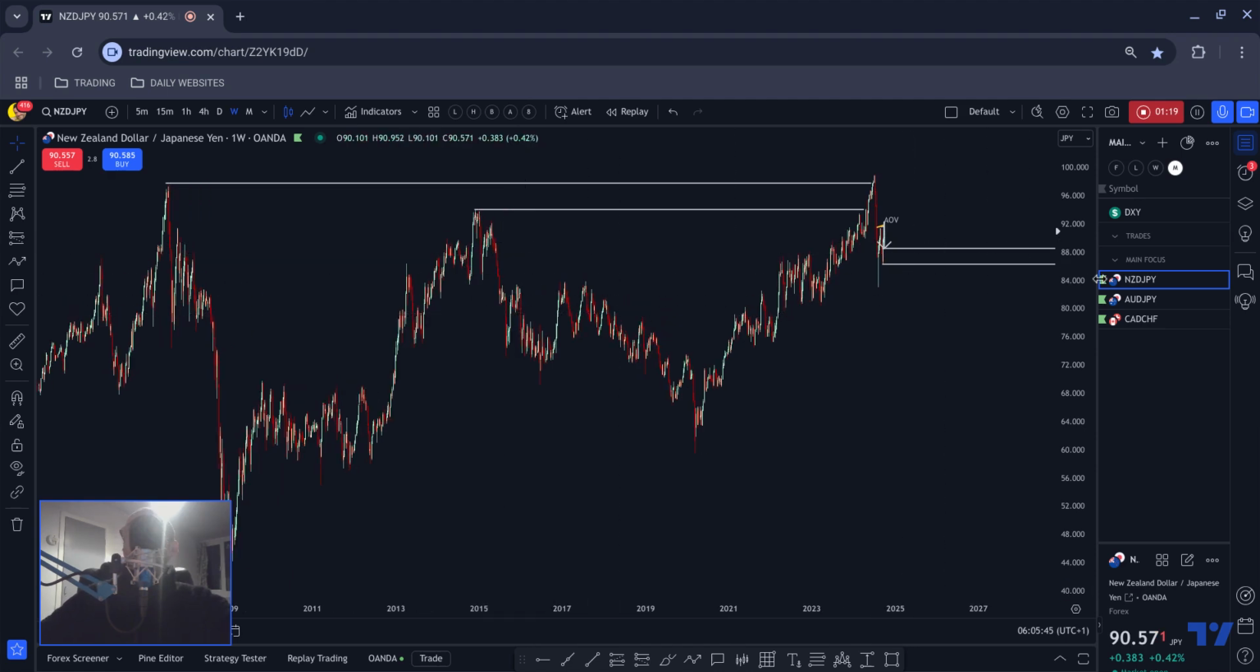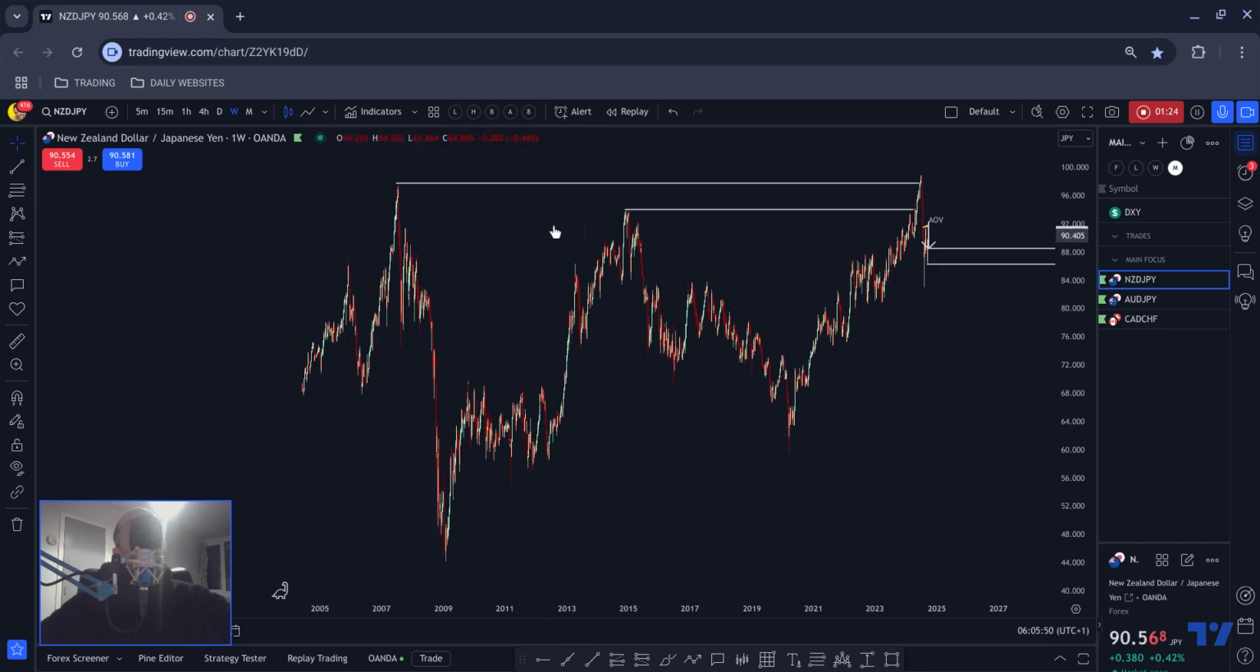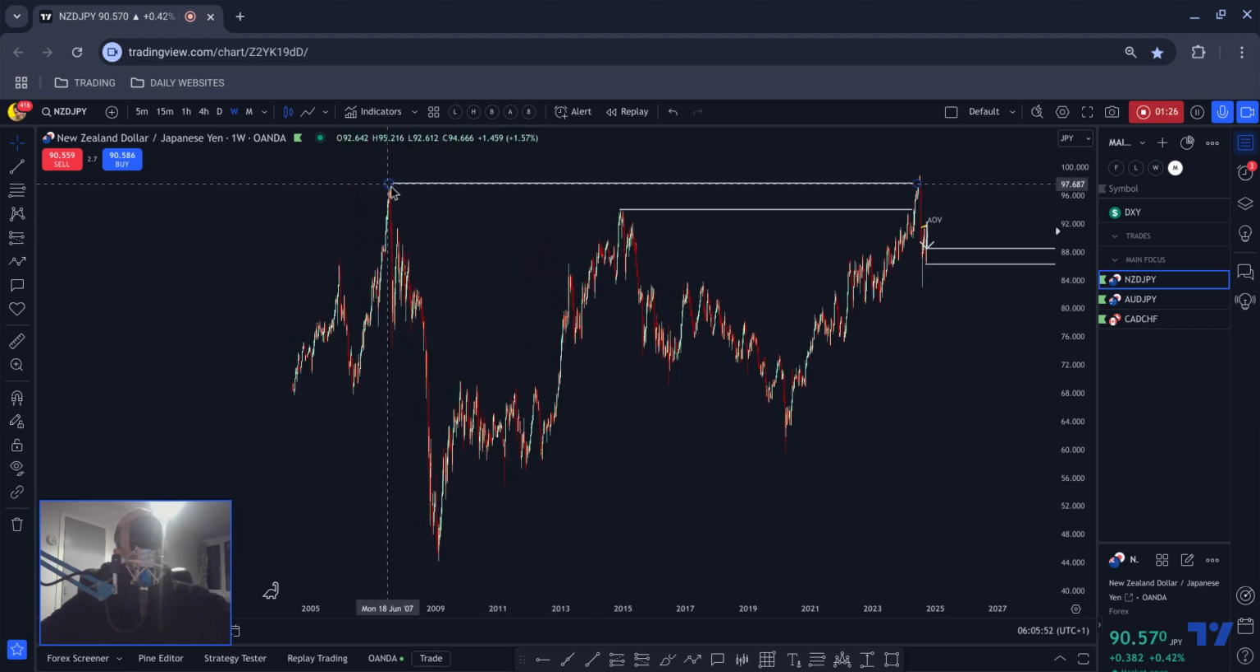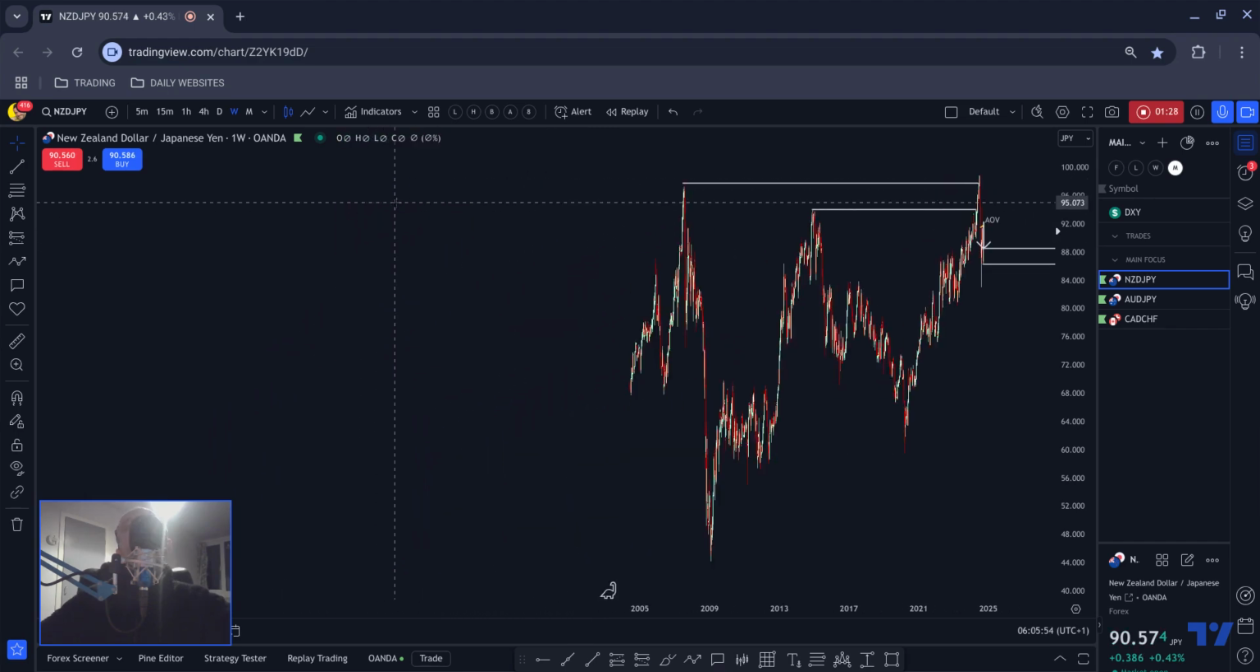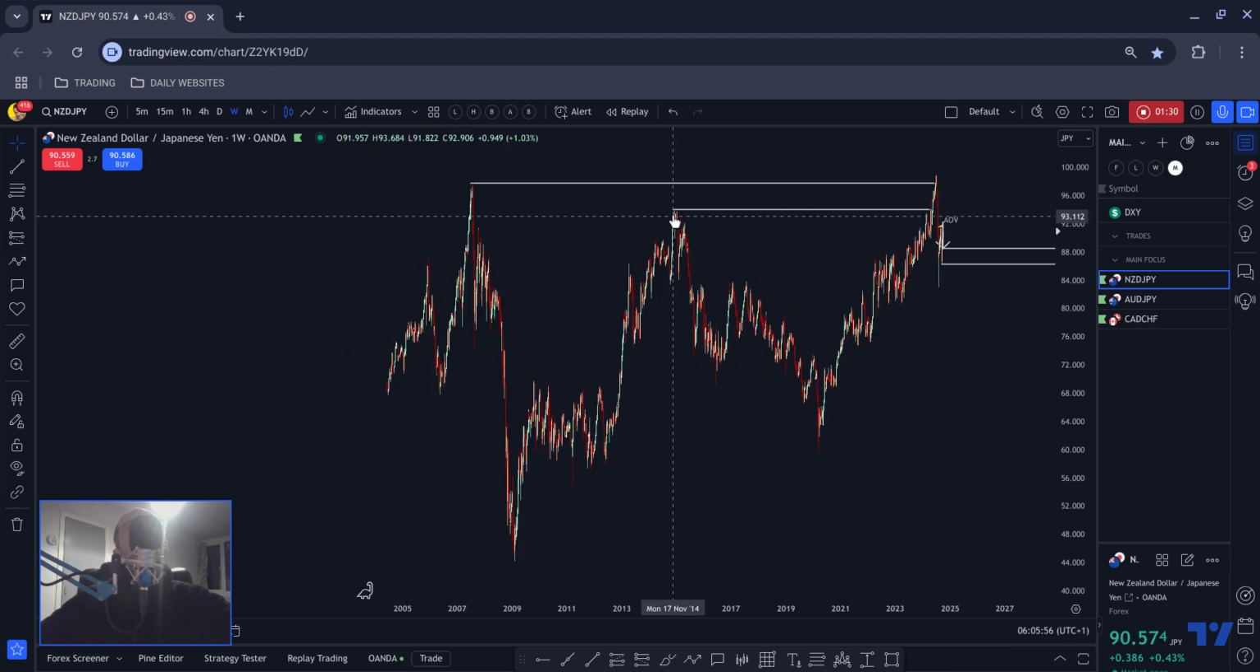But without further ado, let's break down these pairs. Kiwi Yen, Aussie Yen, and CAD Swiss. On the higher time frames on Kiwi Yen, we have this high here, which according to my data is an all-time high. Okay, we near missed to it. That's often a clue that we're going to come back to that area to take out the liquidity that we near missed to.